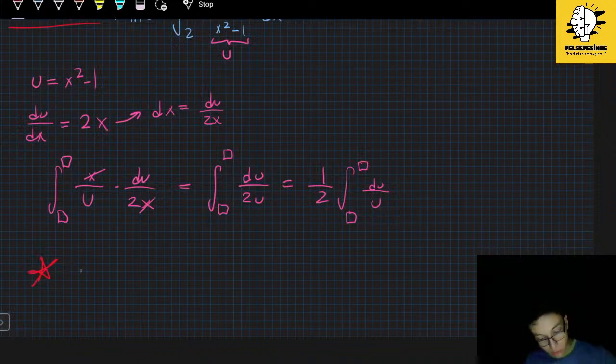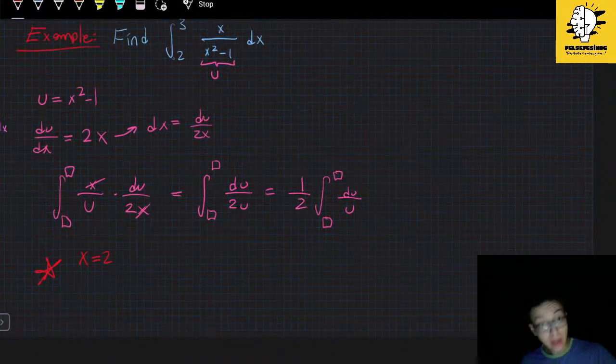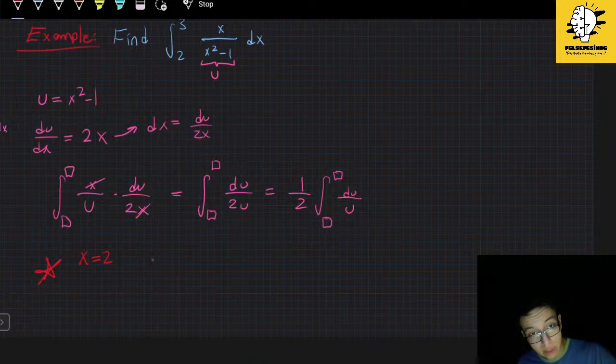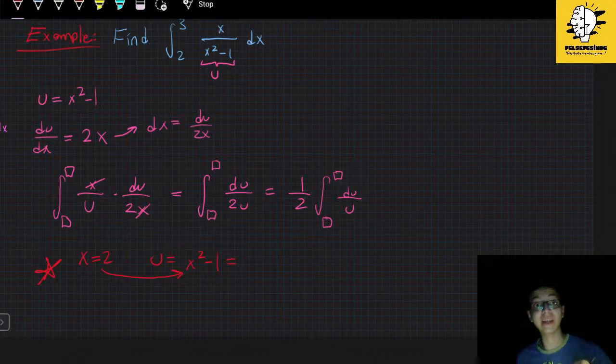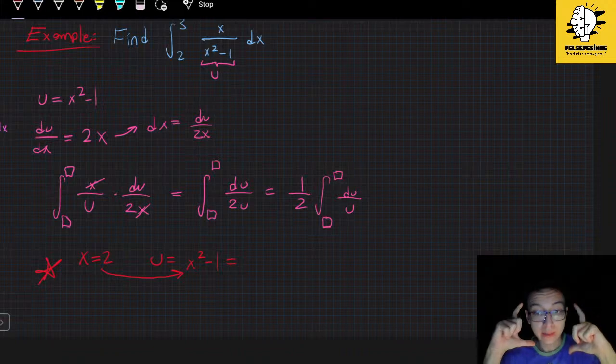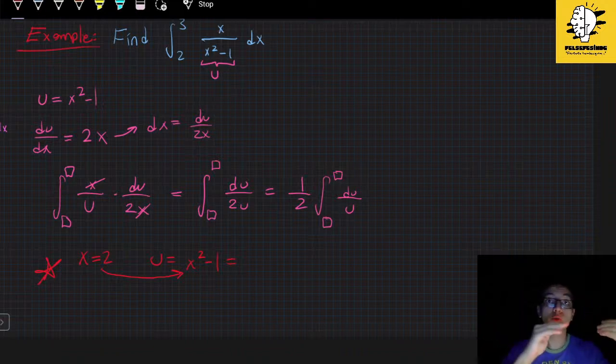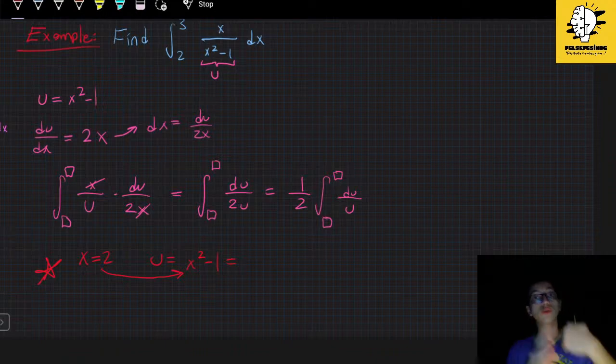For x being equal to u, meaning this part over here, you will have u equal to x squared minus 1, right? Therefore, you will substitute this one as well. You have to define your definite integral limits by using the u substitution as well. If you are using u substitution, your limits should be defined by u substitution as well. Therefore, it would be nothing but 2 squared minus 1.